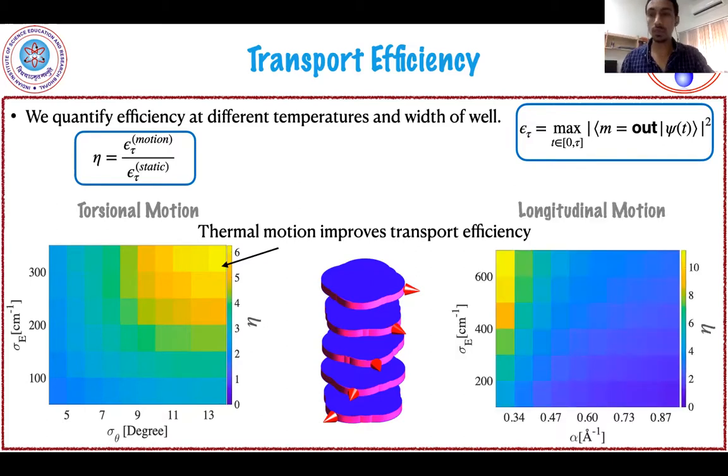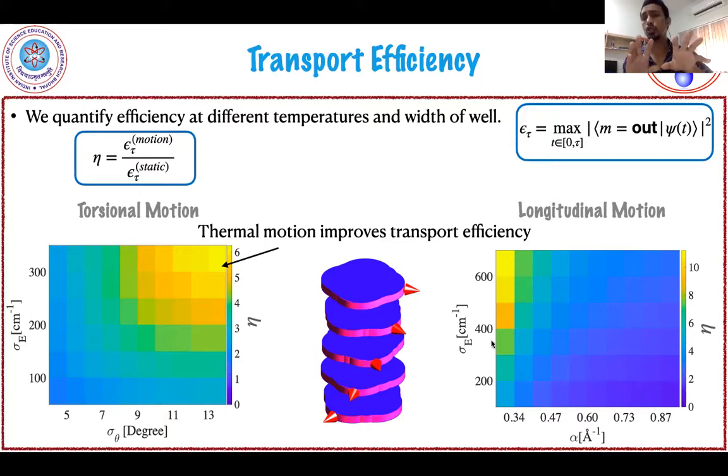We had a similar observation for longitudinal motion, where again on the y-axis I show sigma e, the localization strength, and the x-axis is alpha, the width of the Morse potential, and a smaller value of alpha means a broader potential. And again we see that the relative efficiency is 10 times larger in the regime where sigma e, the localization strength, is maximum. That means the efficiency with motion is 10 times larger than the efficiency when the molecules are static.